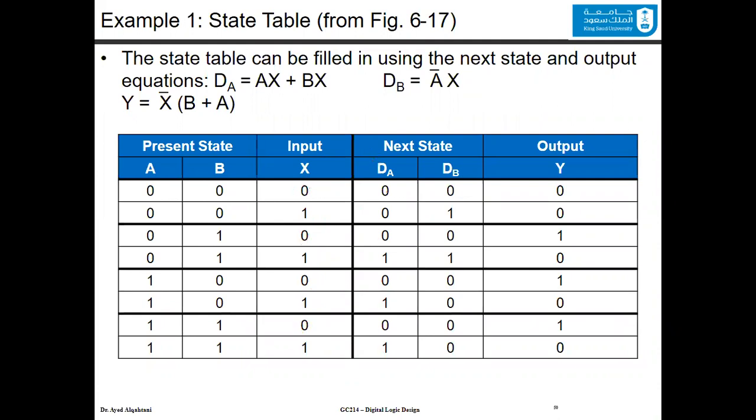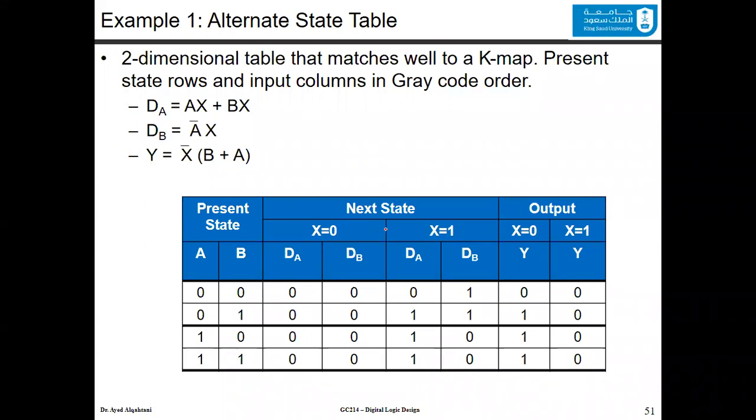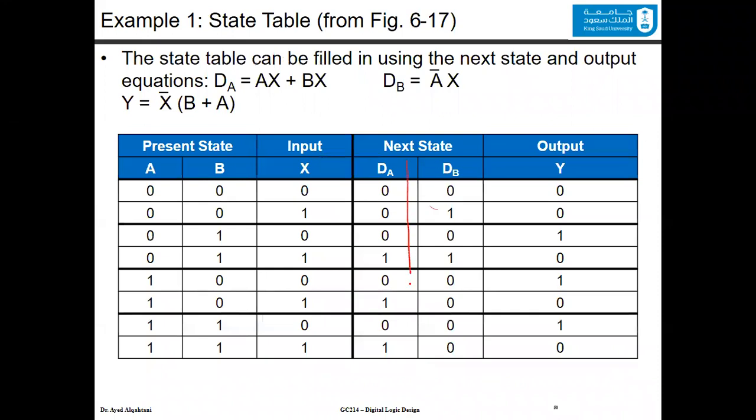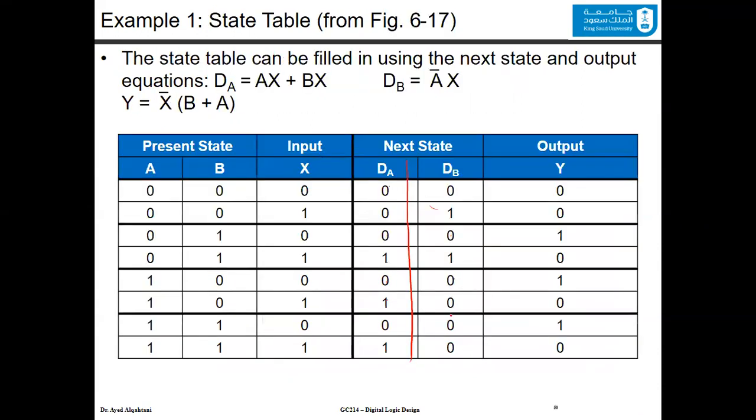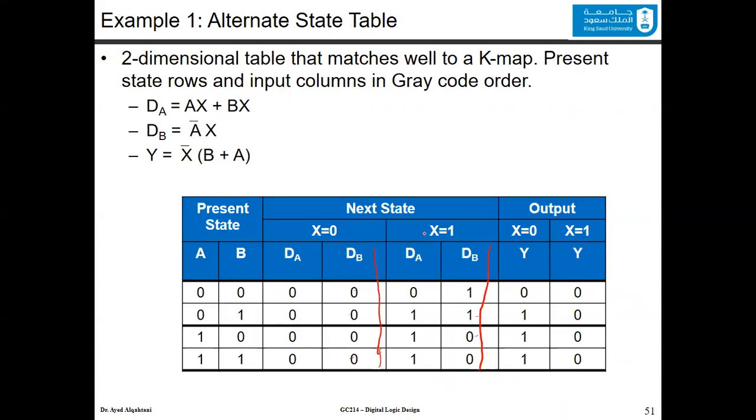Another way of looking at it, you can check the next state for A this way. This is A, and here, this is dA. So it is 0, 0, 0, 1, 0, 1, 0, 1. You fill it here this way: 0, 0, 0, 1, 0, 1, 0, 1. Similarly for the B, it would be 0, 1, 0, 1, 0, 0, 0, 0, 0, 1, 0, 1, 0, 0, 0. And also for the output.